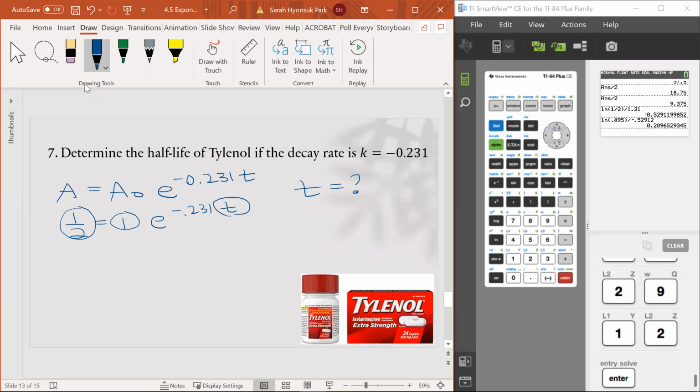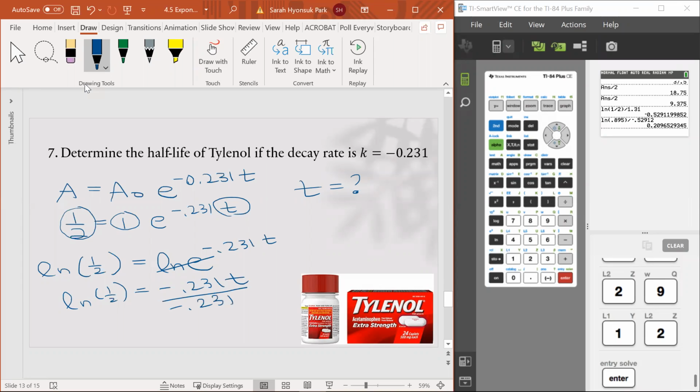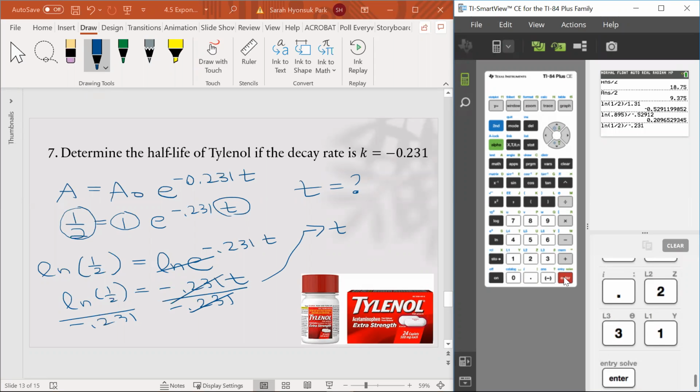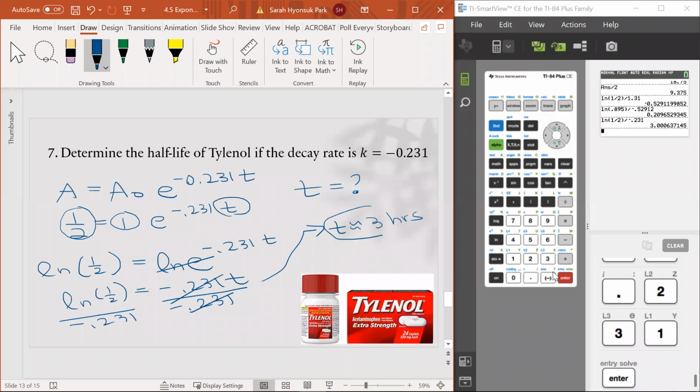So now, of course, we're going to do ln of both sides, ln of half, and ln of e to the negative 0.231 t. ln of e cancels. We have ln of half equals negative 0.231 t. Divide both sides by negative 0.231, canceling out. We get t is equal to ln of half divided by negative 0.231. Let's put that in. We have around 3 hours. So 3 hours is the half-life of Tylenol.